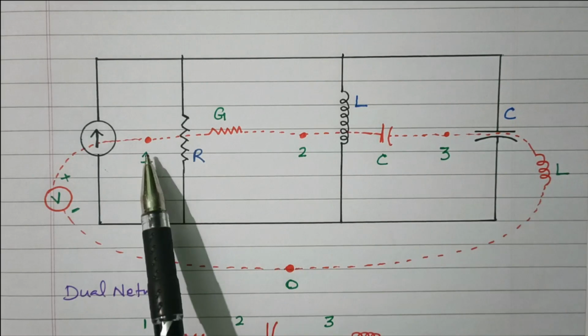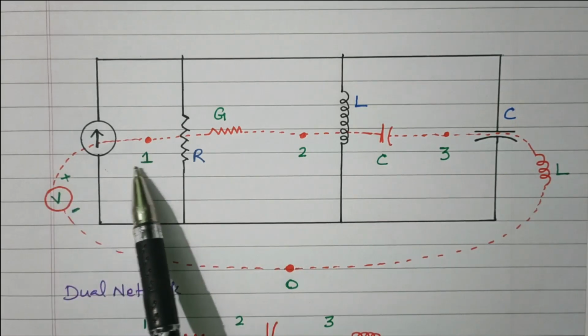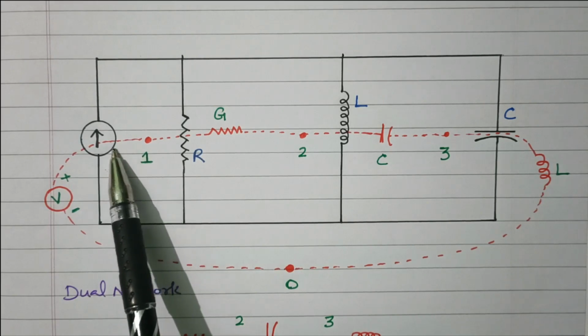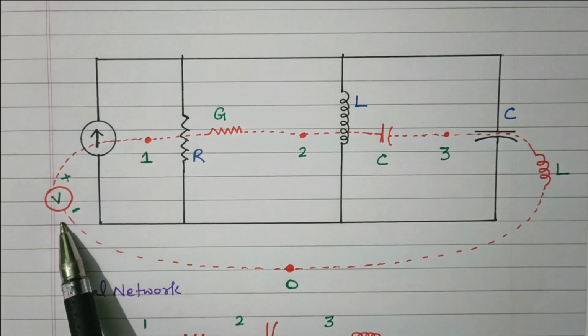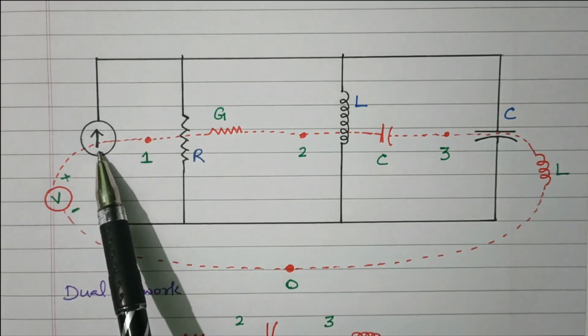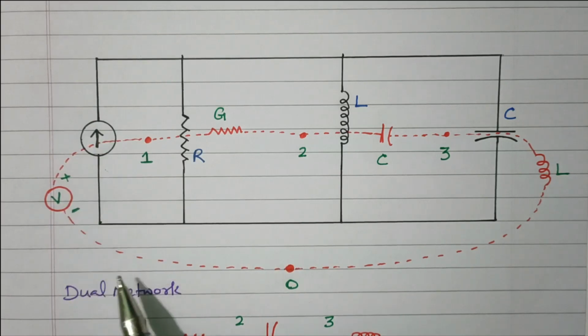Now between 1 and 0 we have the current source available. So the current source is available through that. So 1 and 0 is connected. So this current source will be converted into a voltage source. Now see the current direction. Current is going upward. So this end is positive and this end is negative.